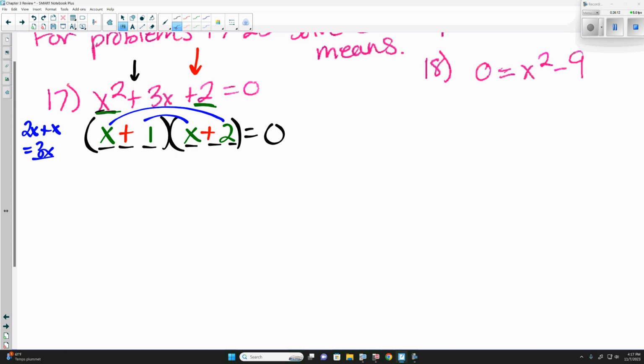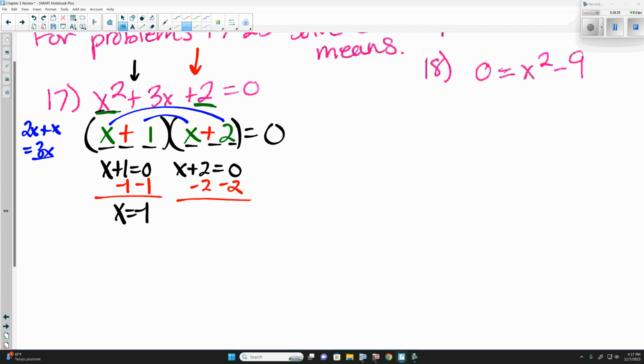Now, since we're solving, we have 2 things multiplied together to equal 0. So one of them must be 0. We set them equal to 0 and solve. So for the first one, we would subtract 1 from both sides, telling us x is equal to negative 1. The next one, we would subtract 2 from both sides, telling us x is negative 2. So if we solve this by factoring, we would say x is equal to negative 1 and x is equal to negative 2.